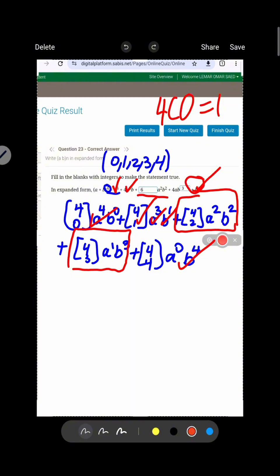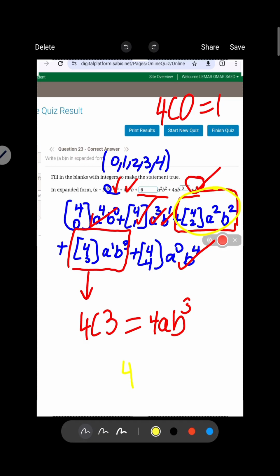Okay, so now put on your calculator 4c3. You will get 4. Then you will just substitute a and then b to the power of 3. Here they only wanted the power, so we just put 3. For this one, put on your calculator 4c2, you will get 6, and then yeah, that's your answer.